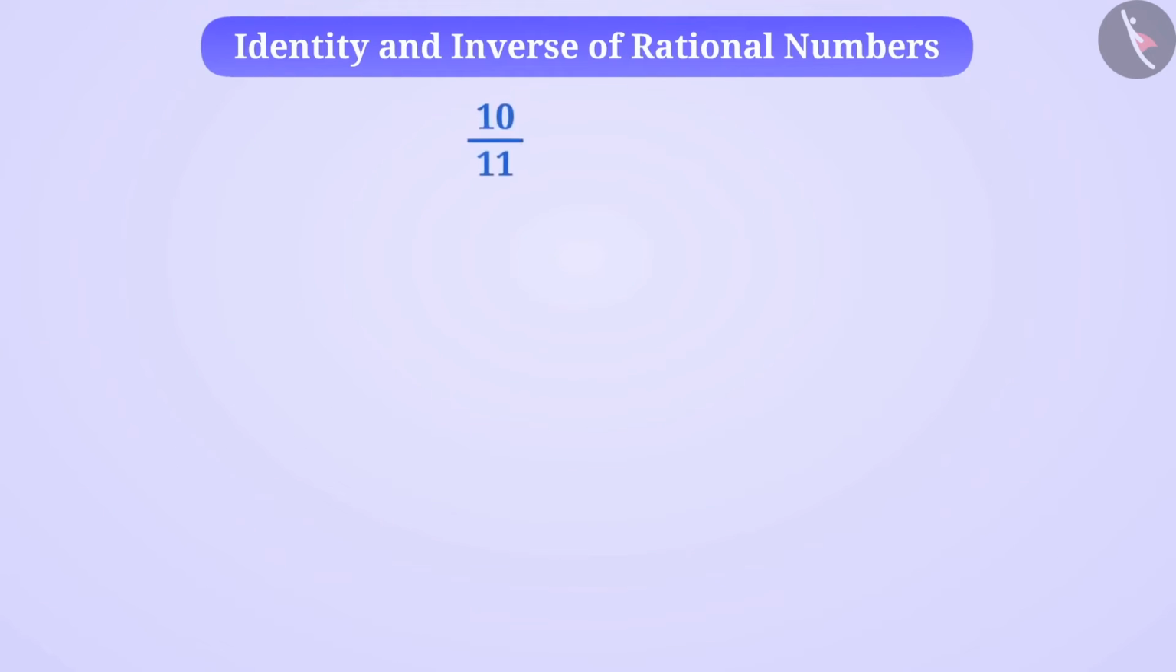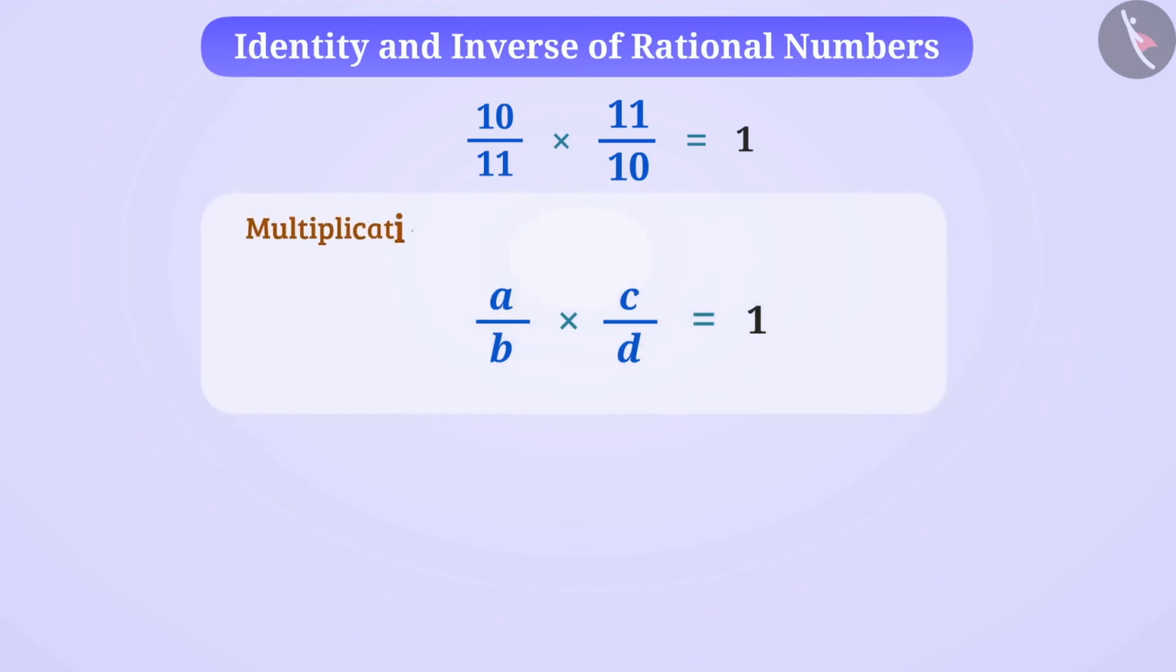Now consider the rational number 10 by 11. Can you tell me a rational number which when multiplied with this 10 by 11 gives as answer 1? Think. Absolutely correct. Such a number is 11 by 10. If multiplication of a rational number a by b with another rational number c by d is 1, then we can say that rational numbers a by b and c by d are multiplicative inverse or reciprocal of each other.